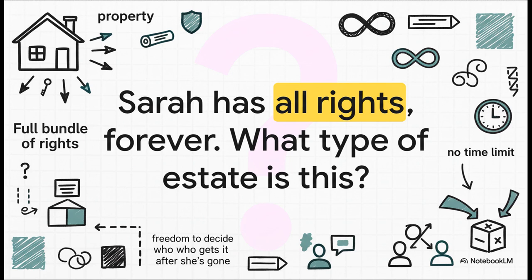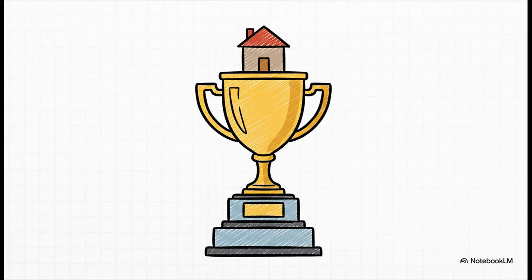So what do we call this? This is a perfect example of an exam question. And the answer is fee simple absolute. If you ever see a question describing the maximum possible rights with zero conditions, that is your keyword. It is the absolute gold standard of ownership. You have to remember that name.